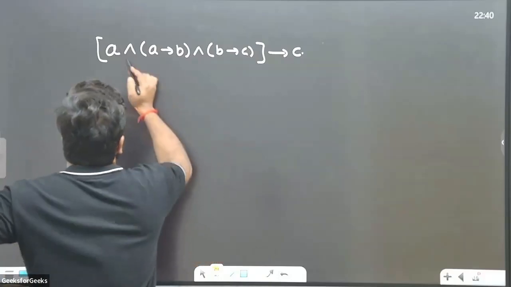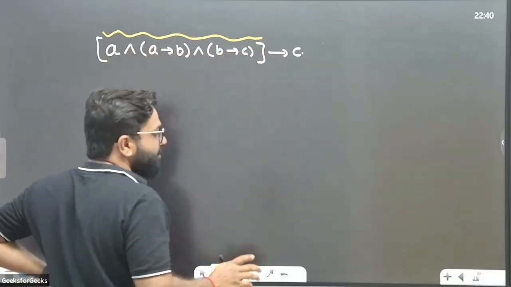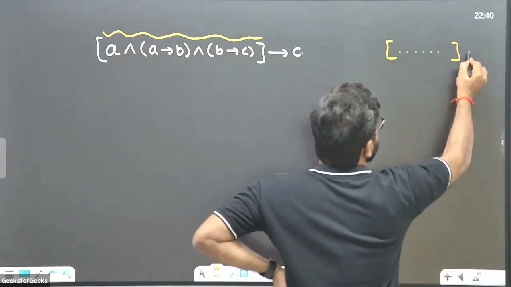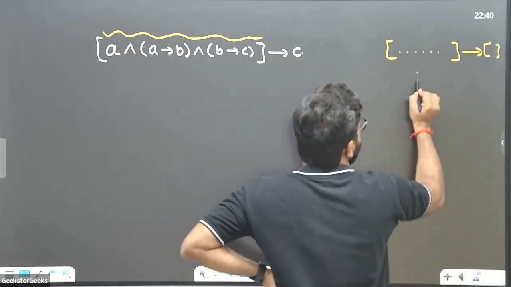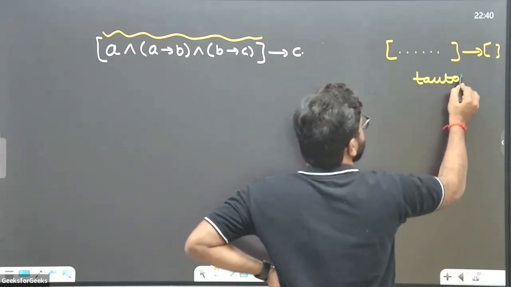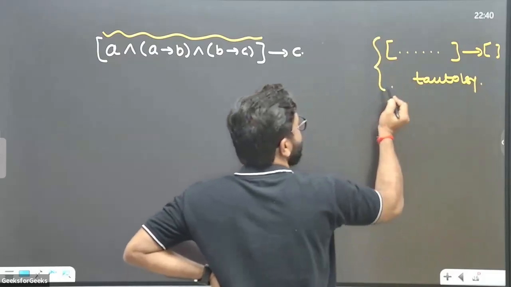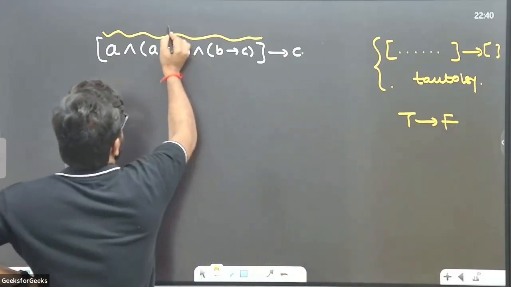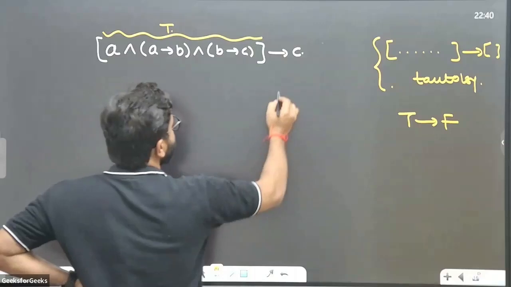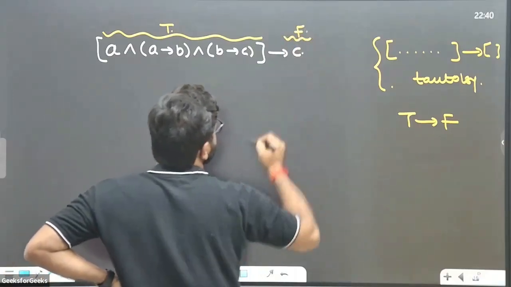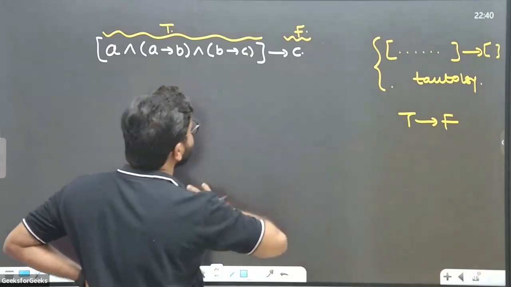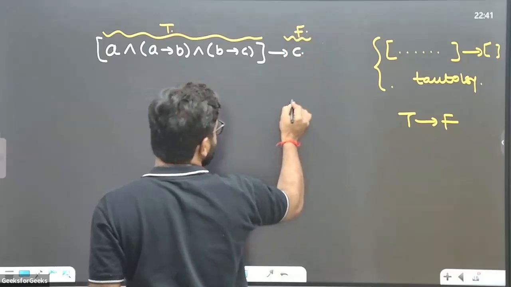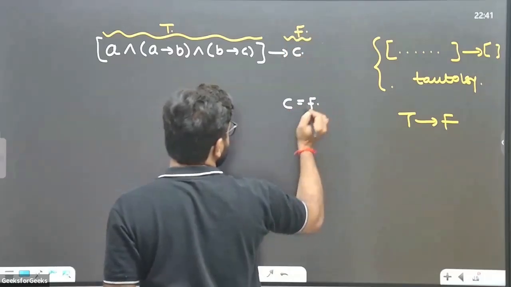So what do we have to do? You have to check for a false. This method is applicable whenever you have an expression which contains implication and they are asking for tautology. You take the left side as true and the right side as false. If I take the left side as true and the right side as false, here I got the value of C as false.